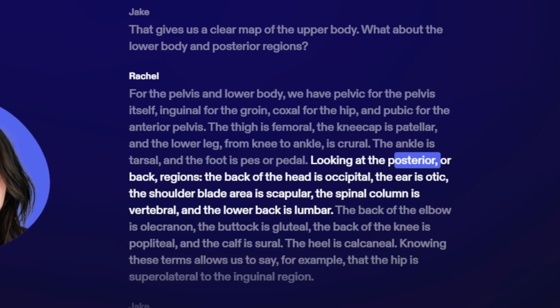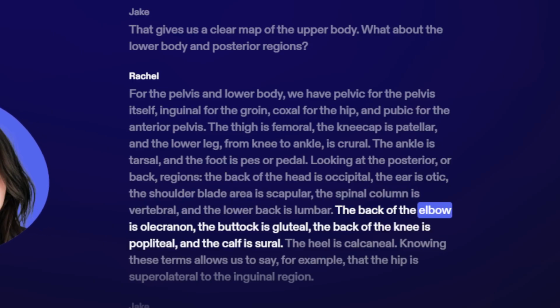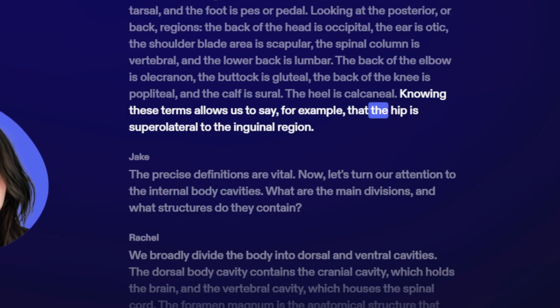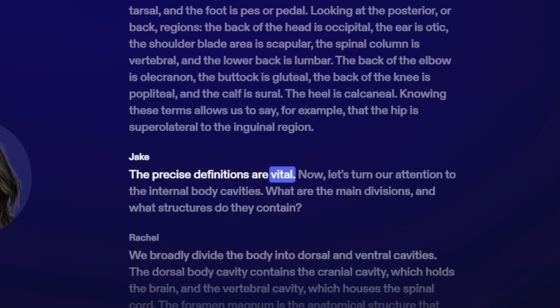Looking at the posterior or back regions, the back of the head is occipital, the ear is otic, the shoulder blade area is scapular, the spinal column is vertebral, and the lower back is lumbar. The back of the elbow is olecranon, the buttock is gluteal, the back of the knee is popliteal, and the calf is sural. The heel is calcaneal. Knowing these terms allows us to say, for example, that the hip is superolateral to the inguinal region. The precise definitions are vital.